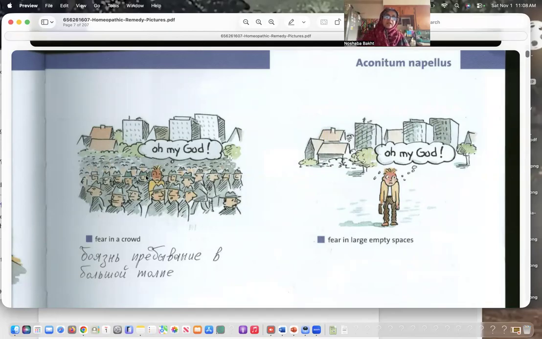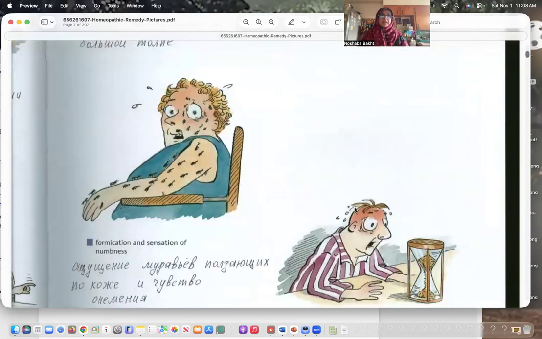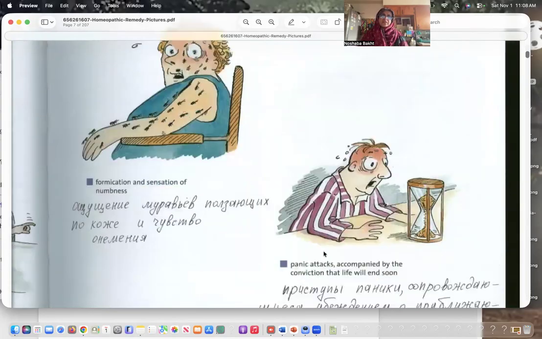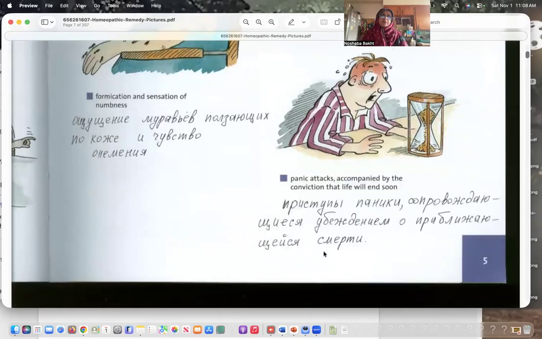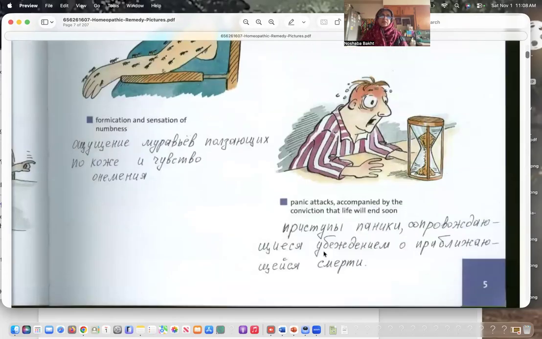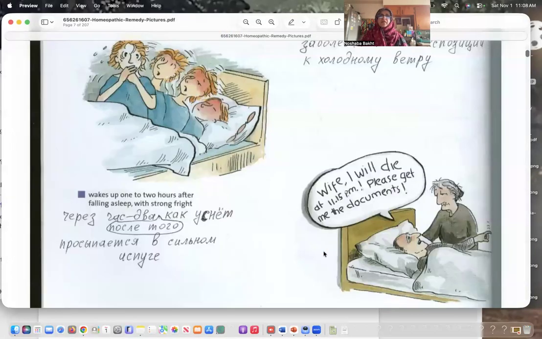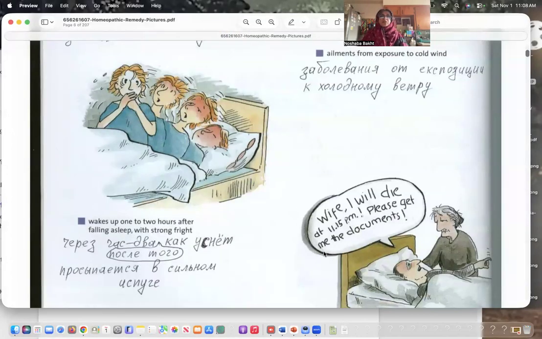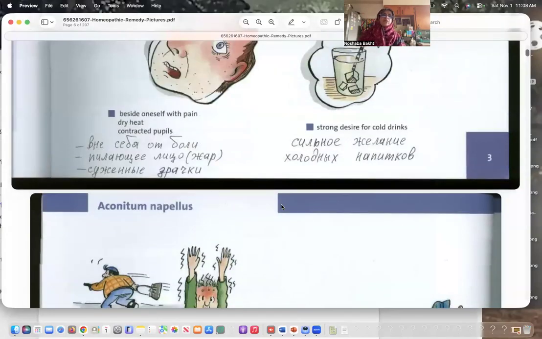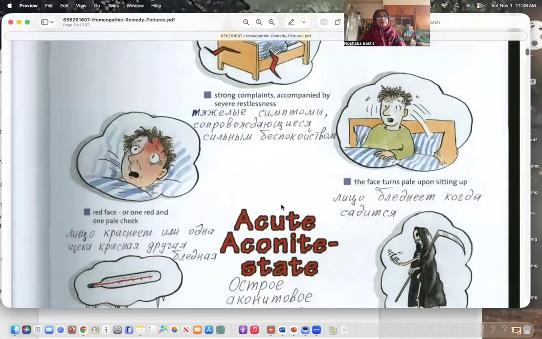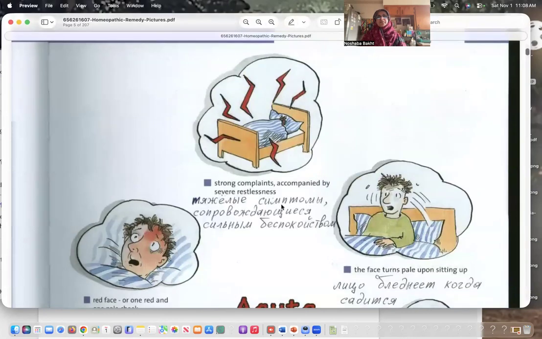They're afraid in crowds, they're afraid by themselves in bigger areas, and they feel like ants are crawling all over them. Lots and lots of fears. Panic attacks. They feel like their life is ending. They might say it, or they might show it on their face. Okay? We good with aconite? Aconite, you always have to keep with yourself.